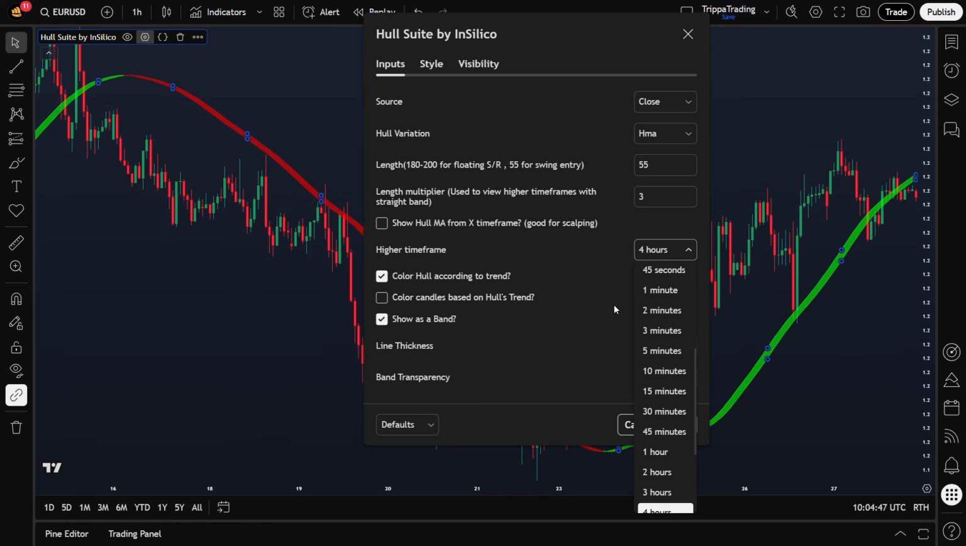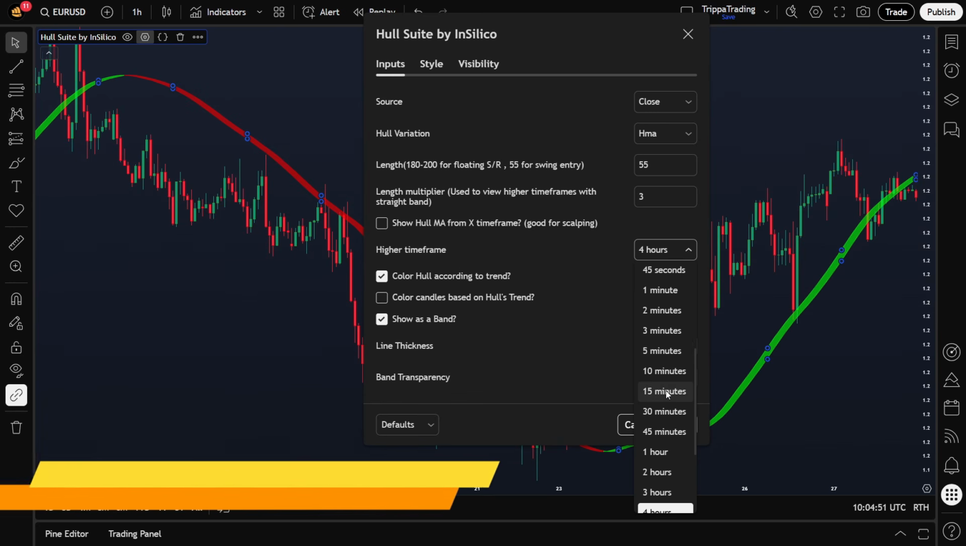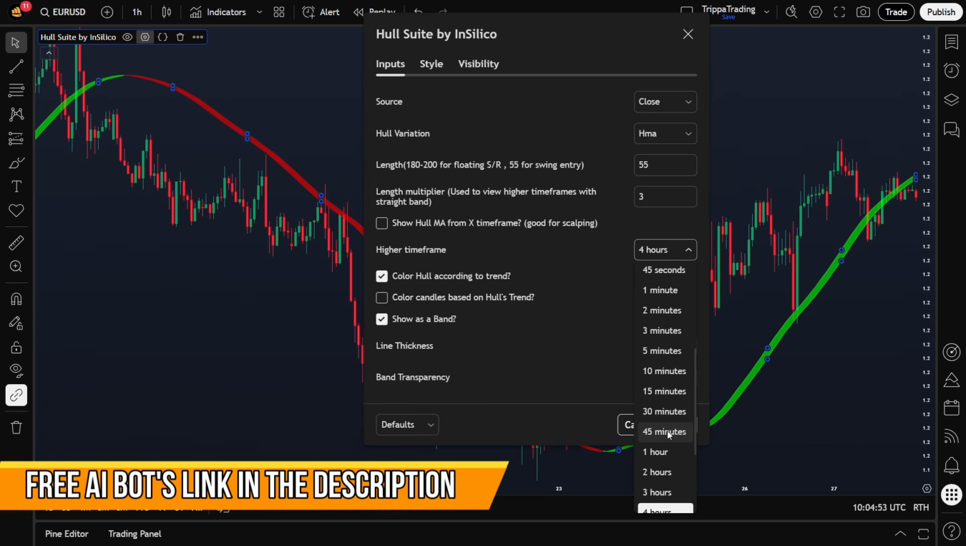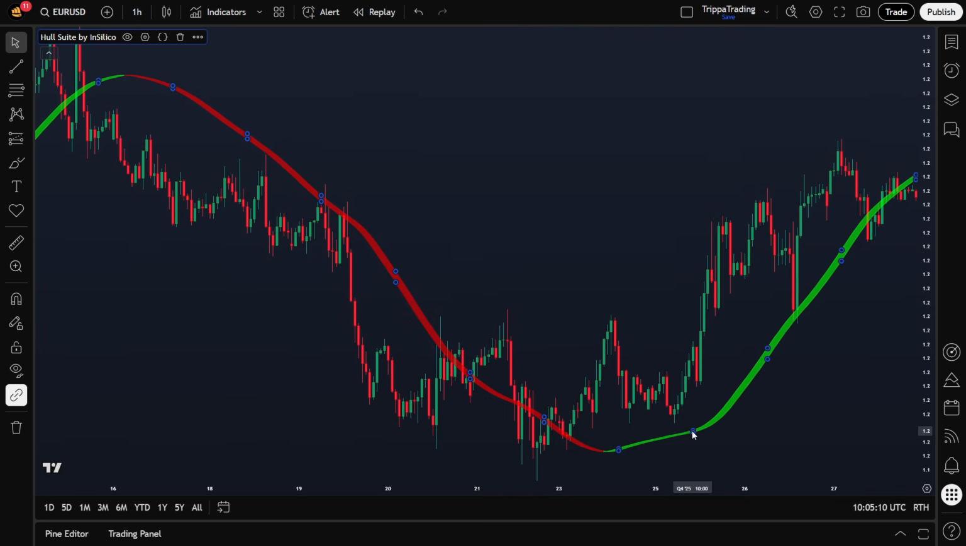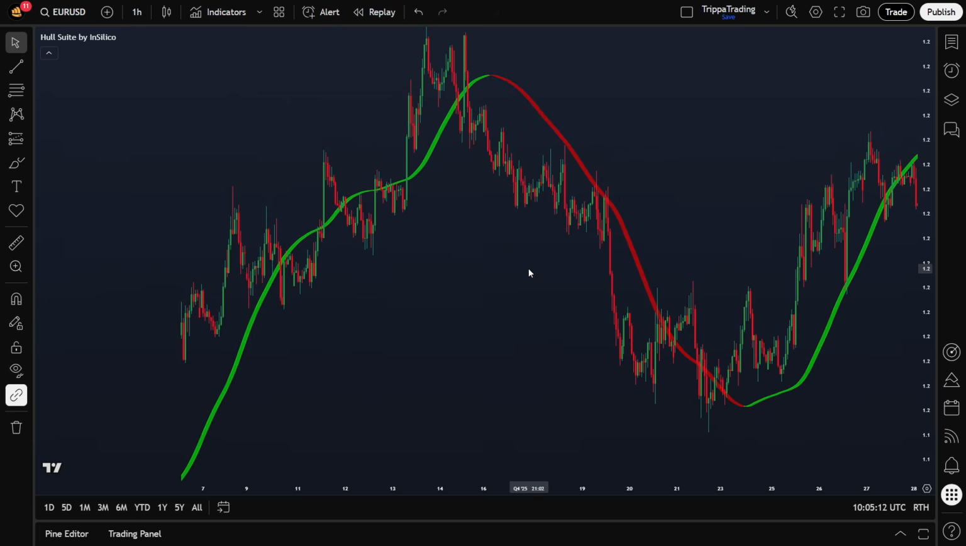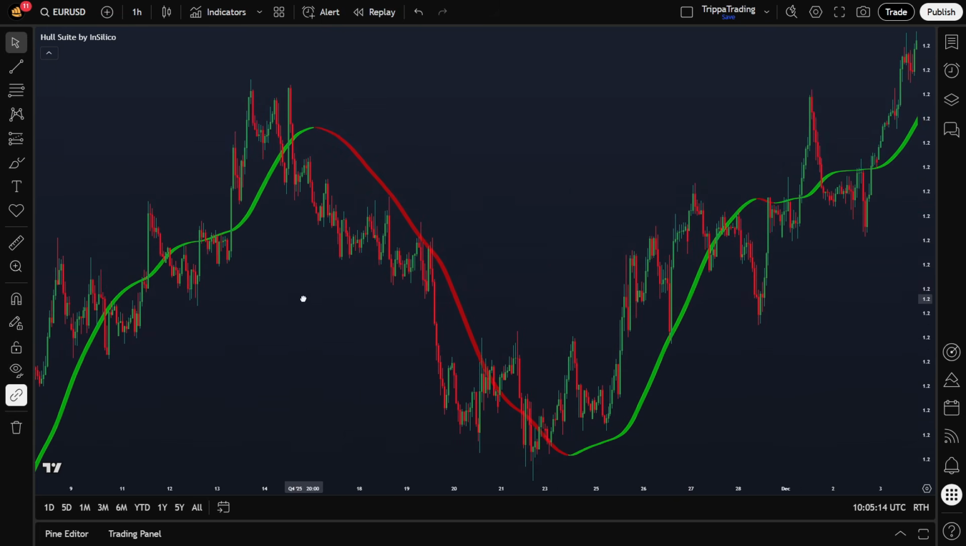That means if you're on 1 minute, you can set it to 5 minutes. On 5 minutes, set it to 15 minutes. On 15 minutes, set it to 1 hour. On 1 hour, set it to 4 hours. On 4 hours, use the daily time frame. This keeps your Hull moving average aligned with broader momentum. After you apply the settings, you'll instantly notice how quickly the HMA flips color when the market changes direction.